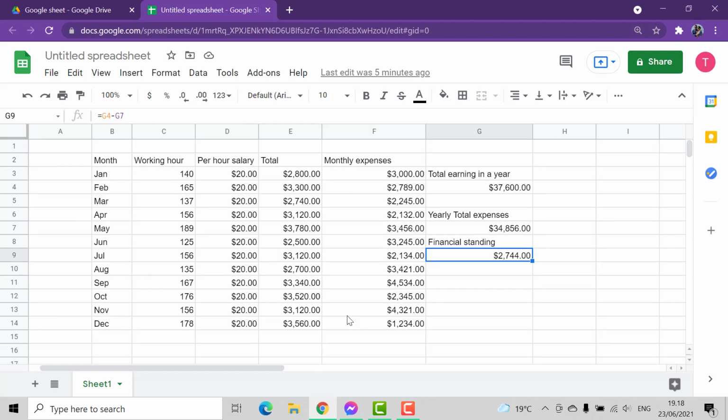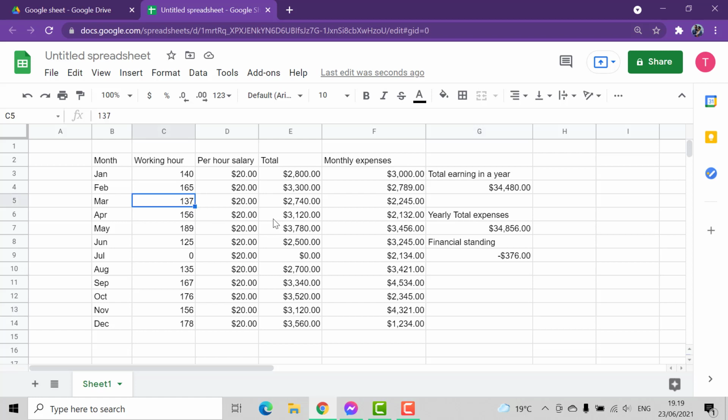Now let's say for some reason you lost your work in July. This became zero completely. Now you have this minus 376. Have you seen there is a minus sign? That means now your account is negative. So in Google Sheets, the best part is that once you have done all the calculation and made all the connections, then you can change the number and see the end result. You don't have to calculate again and again.